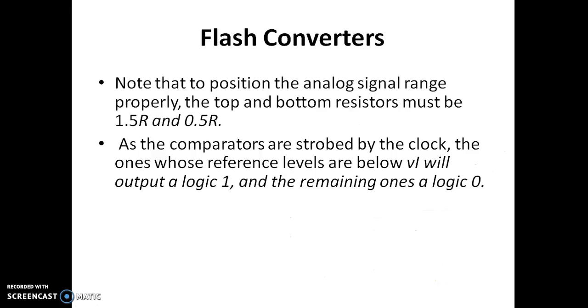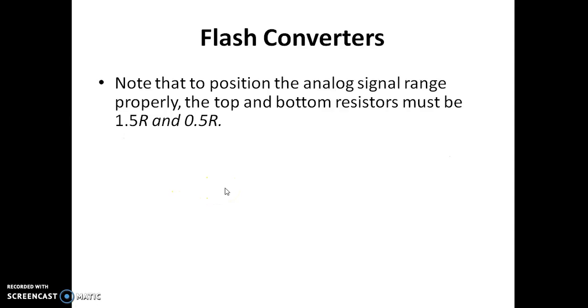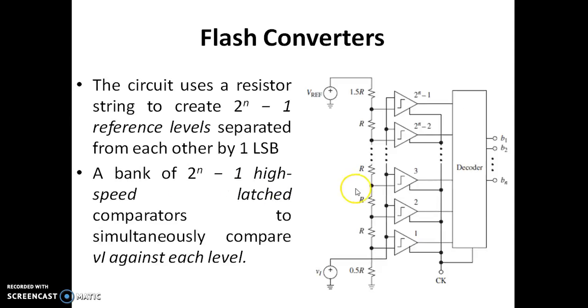As the comparators are strobed by the clock, whose reference level voltage is below Vi, the output is logic 1. Suppose the reference level is above Vi, then you'll get a 0. So as you can see here, those whose reference levels are below Vi will get an output voltage, because that depends on how you connected the voltage here.